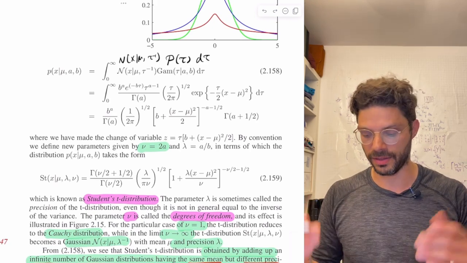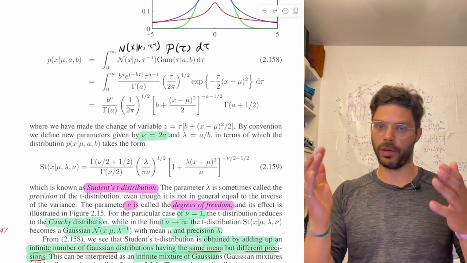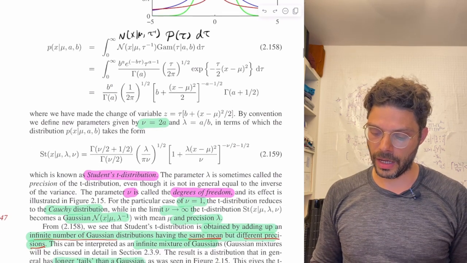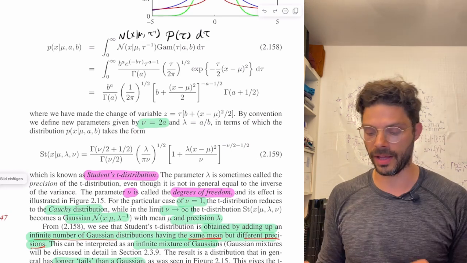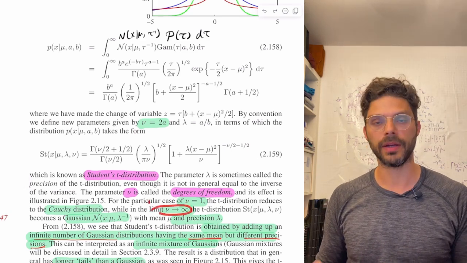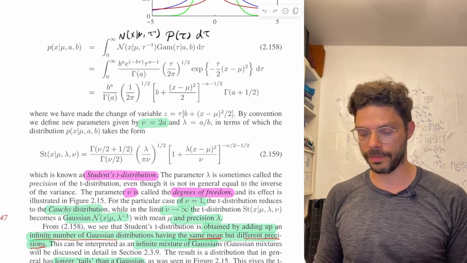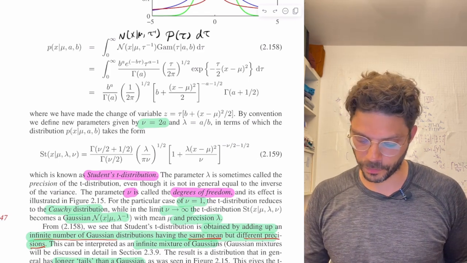I believe this is one exact way of seeing what it is. This is basically the number of data points that went into estimating your standard deviation. So the more data points you have, the t distribution tends towards the Gaussian. The fewer you have, the more you start getting these heavy tails.